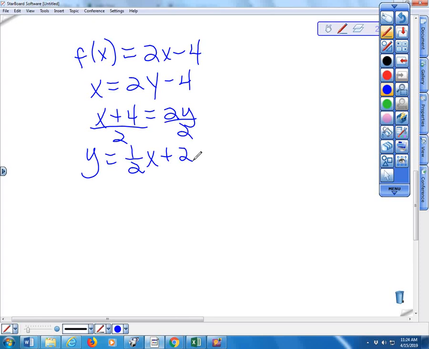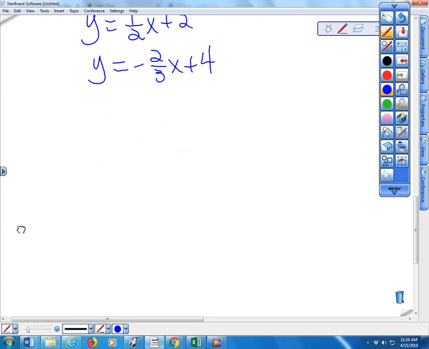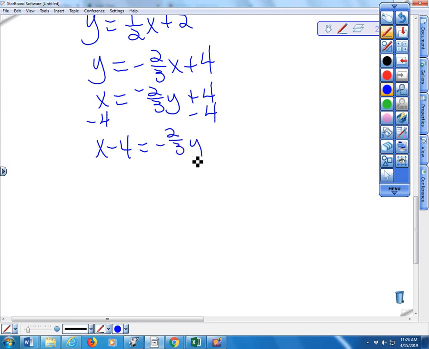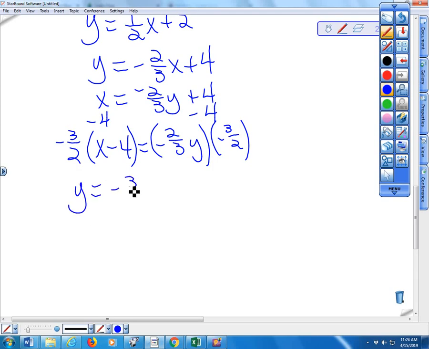Okay? This one didn't ask to find the domain, so you're done. Okay? Next one, I'm just going to write y in place of f of x. Same thing, right? Switch x and y. I'm going to multiply that by negative 3/2. So that becomes y equals negative 3/2 x plus 6. Questions on that one?